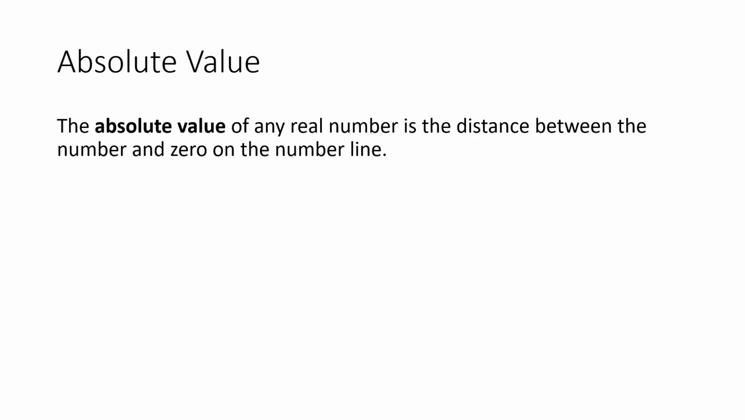Today we'll take a look at absolute value equations. First, a reminder and introduction to absolute value. We call the absolute value of a real number the distance between that number and 0 on the number line. So a positive 3 is 3 units away from 0 on the number line, so the absolute value of 3 would be equal to 3.